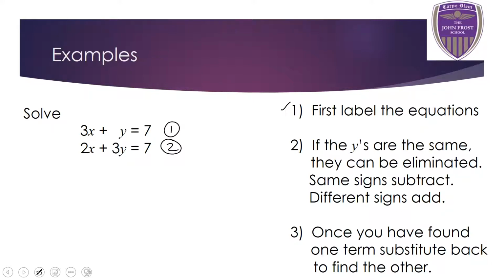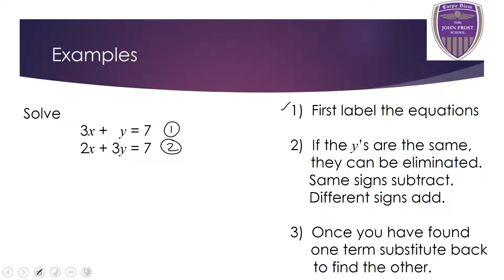If we have a look carefully at the two equations, we can see that the top equation has just the 1y. We can see equation number 2 has got 3y. In this case, they're not the same numbers in front of the y, so we're going to have to do a little bit more work with these before we can eliminate one of the variables.